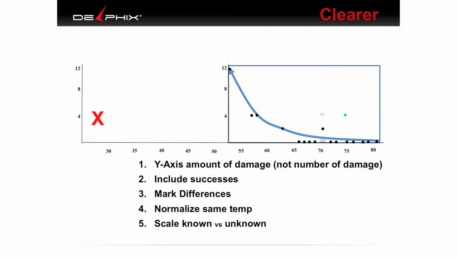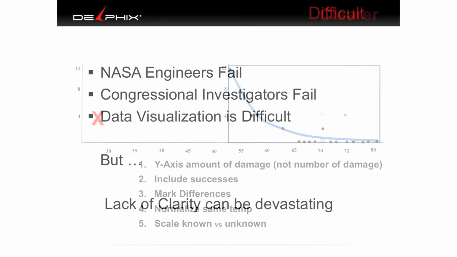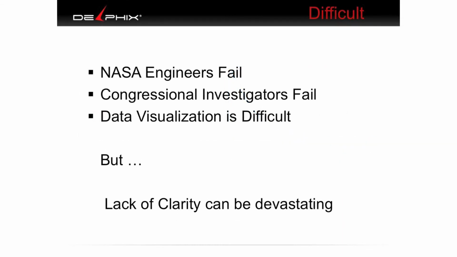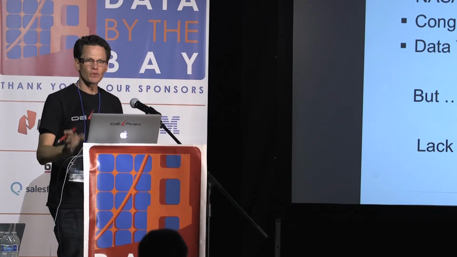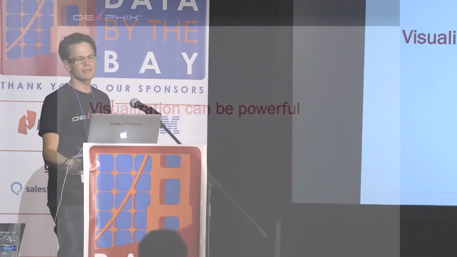Where the red X is. Would you have launched now? I seriously doubt it. So the point of this is NASA engineers failed. These super smart engineers. The congressional investigators, these high-paid lawyers, they made even worse visualizations, in my opinion. So data visualization is difficult, but if we don't do it right, the effects can be devastating.